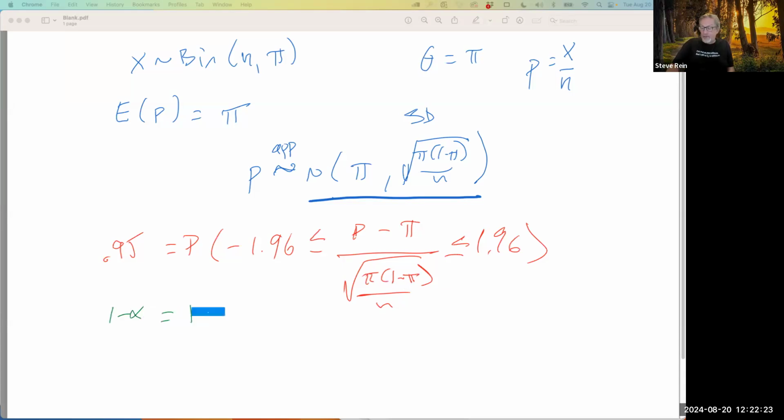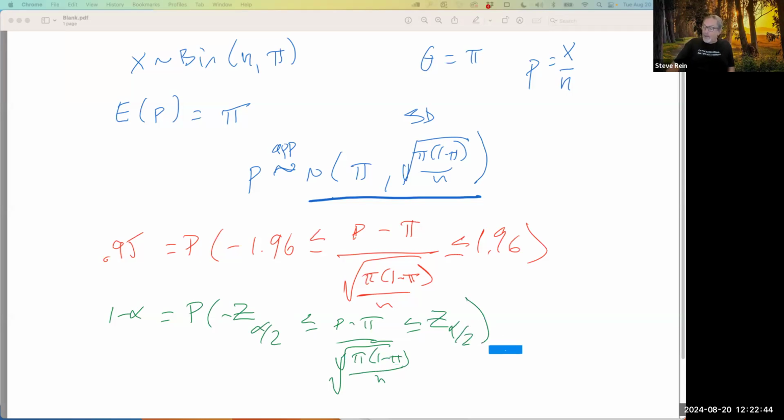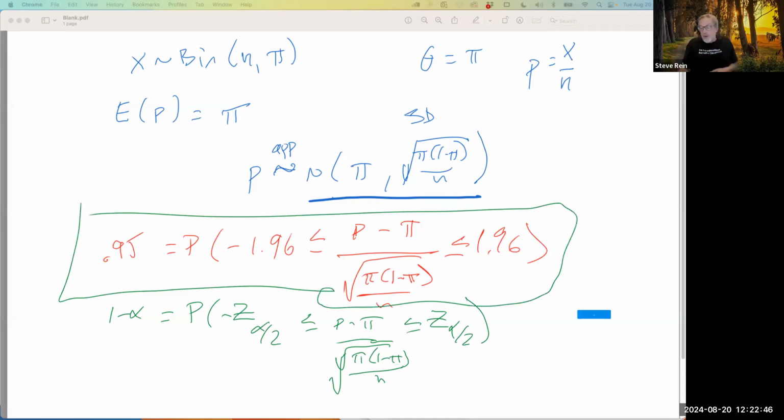Okay, is the probability that the negative of z alpha over 2 is less than or equal to p minus pi all over the root of pi times 1 minus pi all over n, all again within the root. Sorry about that. Less than or equal to z alpha over 2. So I'm going to go ahead and work the rest of the example as though you want 95% confidence. But in general, if you want a different level of confidence, the work you do is going to follow from this equation with a different z value.